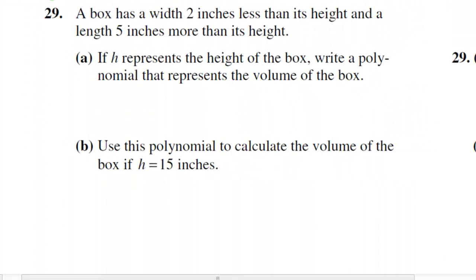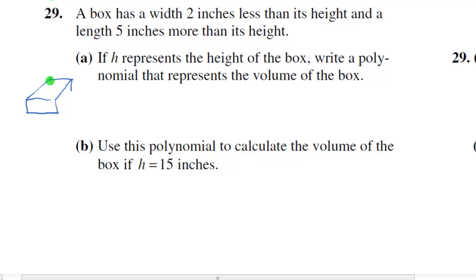Okay, and now let's do a word problem. So this says a box has a width 2 inches less than its height and a length 5 inches more than its height. If h represents the height of the box, write a polynomial that represents the volume of the box. So, you know, a box has a width and it has a length and then it has a height.